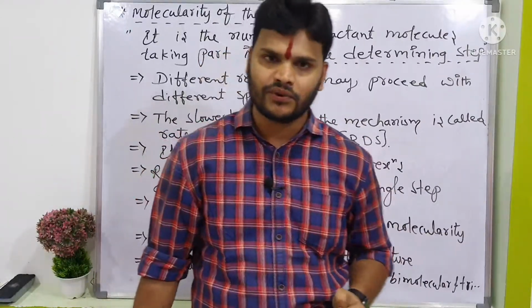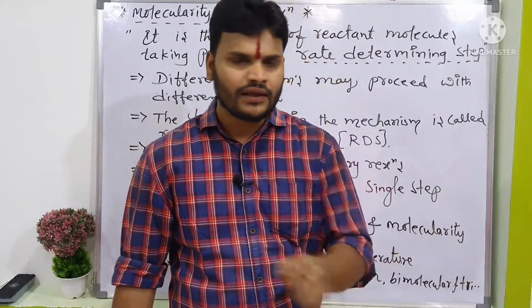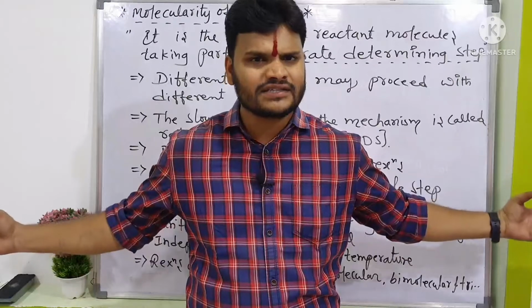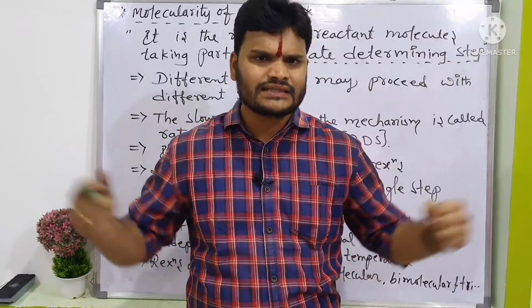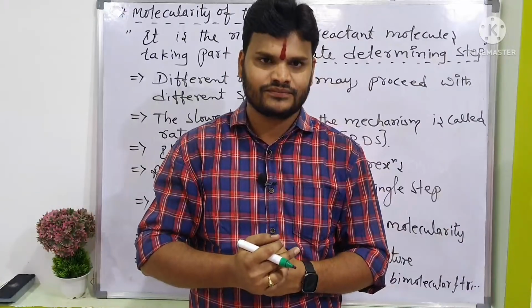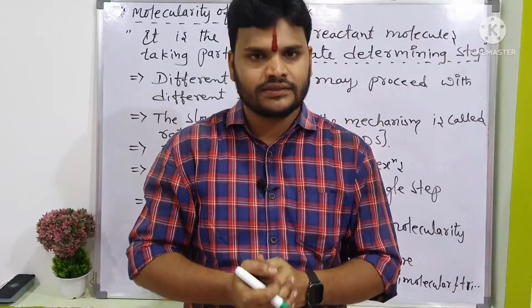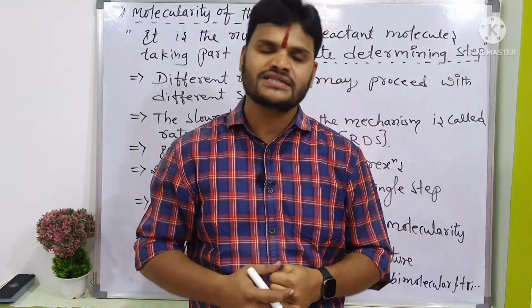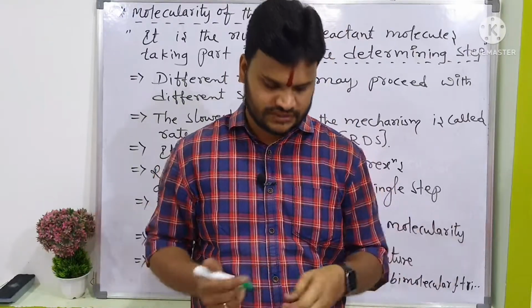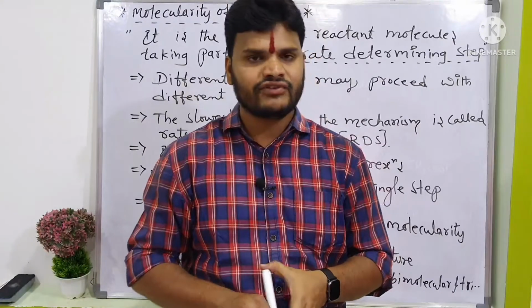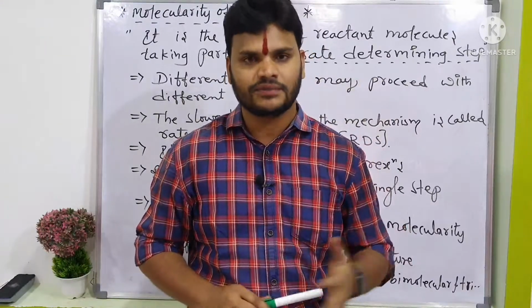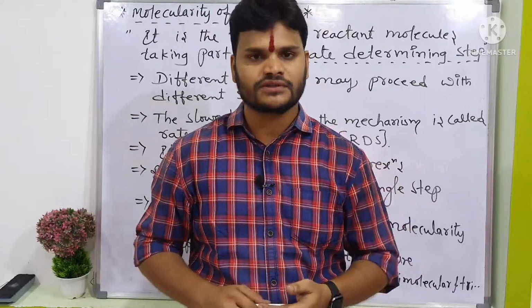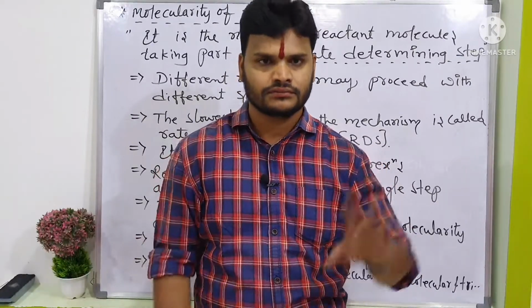And one more important point, molecularity cannot exceed 3. Why? Because more than 3 molecules do not collide with each other simultaneously. So the maximum capacity is 3 only. What is the maximum molecularity? 3. That means trimolecular. Clear, students? This is the main difference between order of reaction and molecularity of the reaction. Next we will continue with problems. We will do some problems on molecularity and order of reaction. Just look at the board.